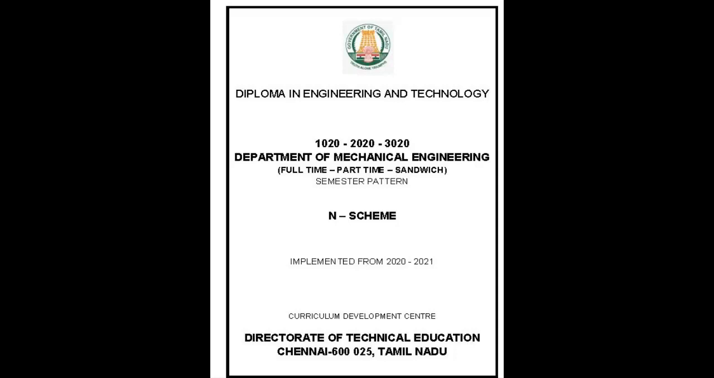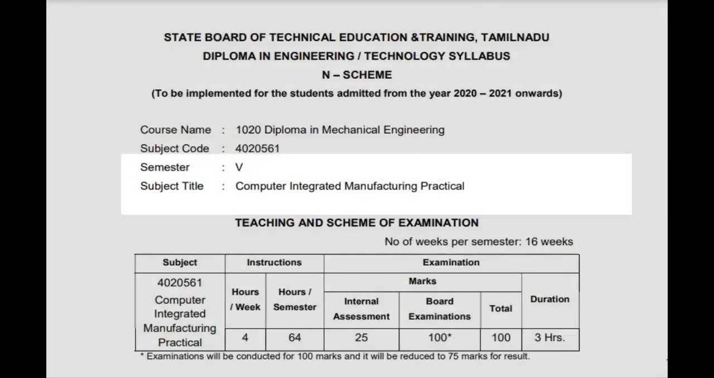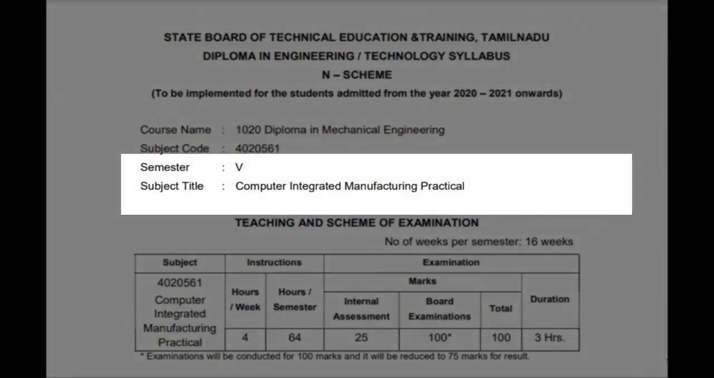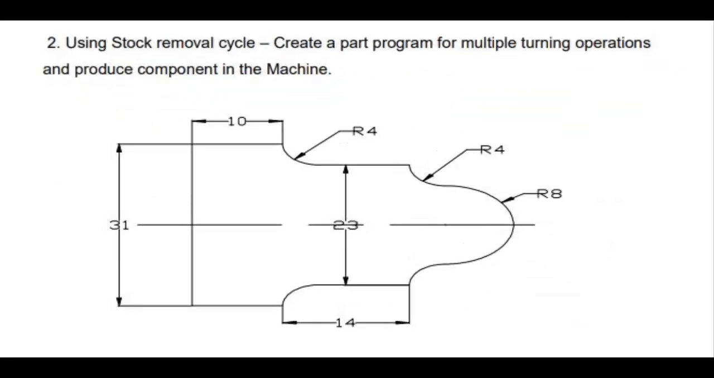Diploma in Engineering and Technology. Department of Mechanical Engineering. Semester 5. Subject title: Computer Integrated Manufacturing Practical. Exercise 2. Using stock removal cycle, create a part program for multiple turning operations and produce the component in the machine. Let's see how to create the part program in simulation software.